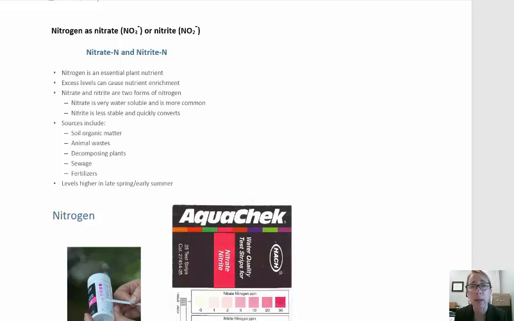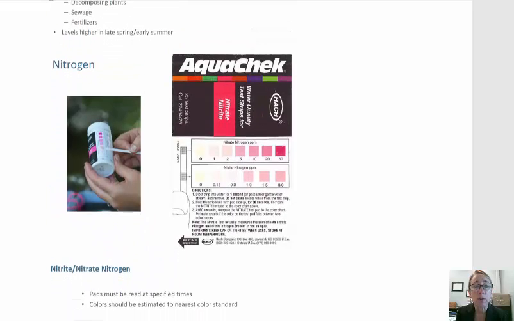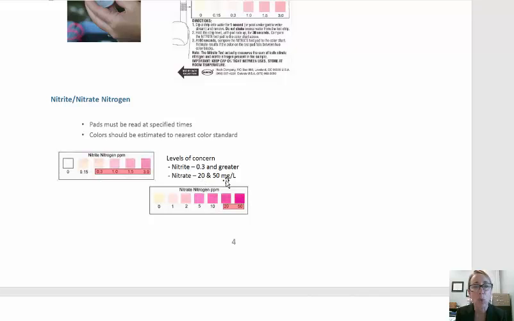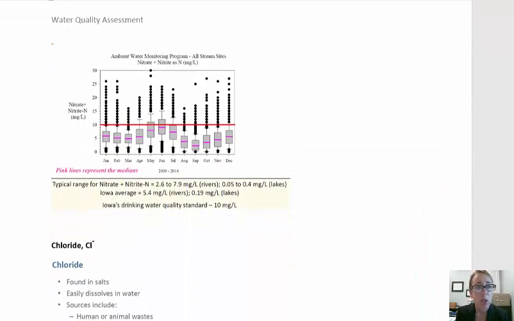Then you'll also be testing nitrogen as nitrate and nitrite. And there's some more information about nitrate and nitrite. You have to follow these directions very carefully because the time that elapses matters. And then you'll use this key on your laminated sheet to determine what the levels are. Any level of 20 to 50 milligrams per liter of nitrate is of concern, and for nitrite, 0.3 milligrams per liter is of concern. And then some typical ranges for nitrate.